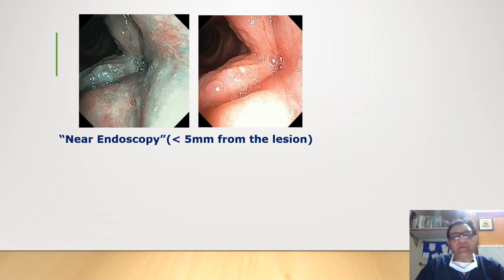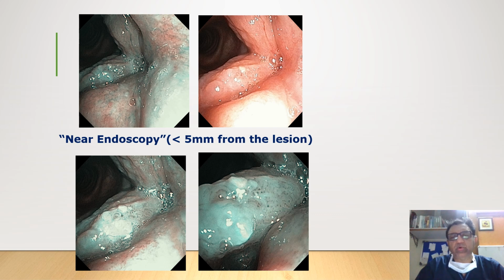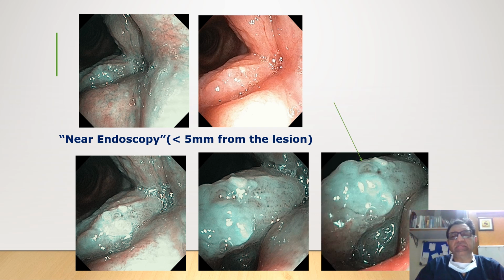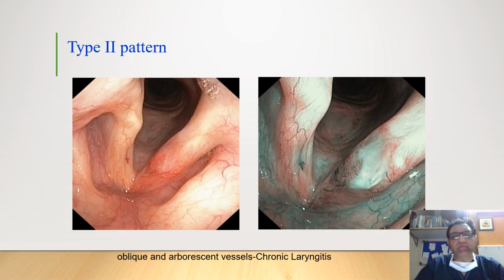So the trick of NBI is that one has to use the scope more wisely and do the assessment at a very close range. This is a trick which one has to learn, using a flexible bronchoscope and examining the larynx at a very close range so that you can see the finer details. The nearer the lesion, the better it will be for the assessment because it improves the pixel power of the scope. So here you can see in the periphery of the lesion there are brown dots and worm-like structures like this one, which is indicative of squamous cell carcinoma.